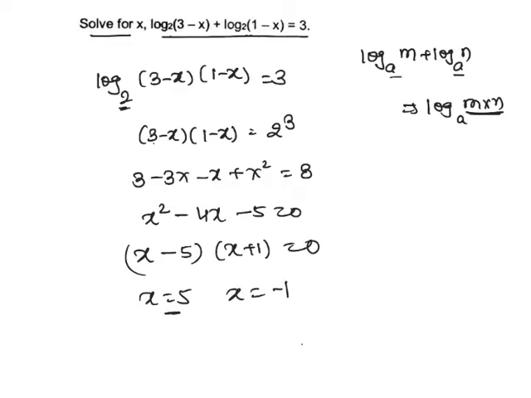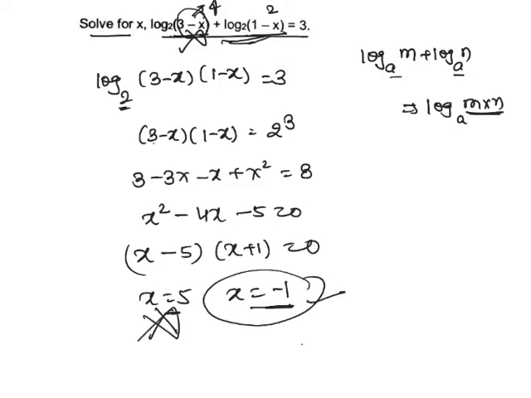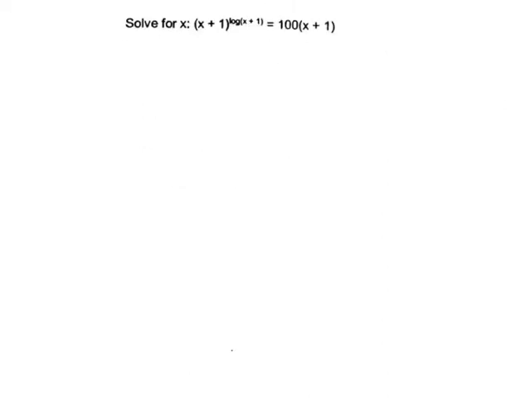If I put 5 in the expression, 3 minus 5 will come negative. That means it is not defined. So x equals 5 is not defined. If I put minus 1, 3 minus x will come out 4 and 1 minus x will come out 2. That means both are defined. That means x equals minus 1 is a solution. The other is not a solution because it is not satisfying the given expression. Clear?